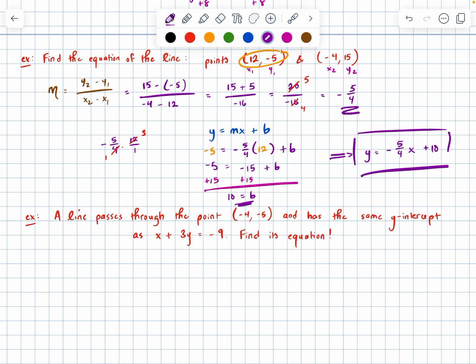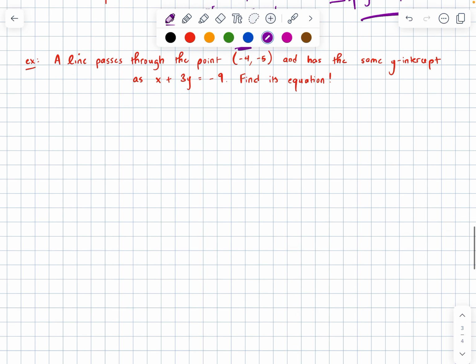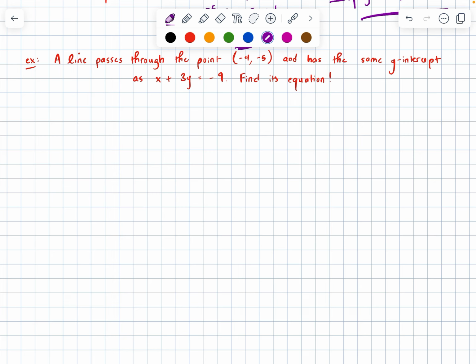And for our last problem together, right, the way that I word these things can be kind of creative. So here's a slightly creative version of a type of problem that we've encountered. I have a line that passes through -4, -5. It has the same y-intercept as x plus 3y equals -9, and I want to find its equation. So what I should probably do is find the y-intercept of x plus 3y equals -9.